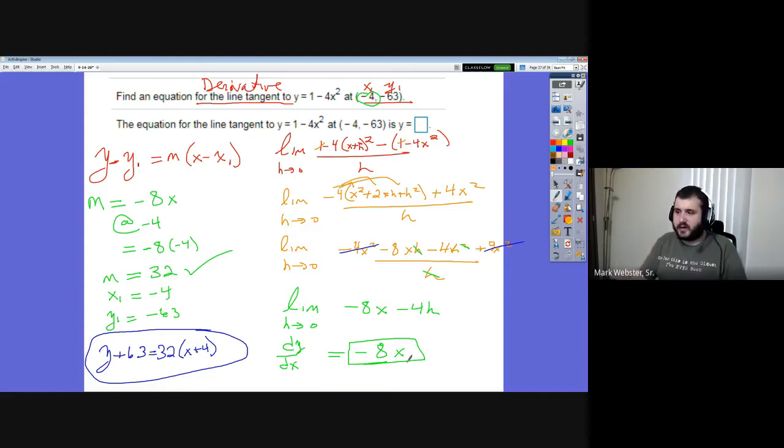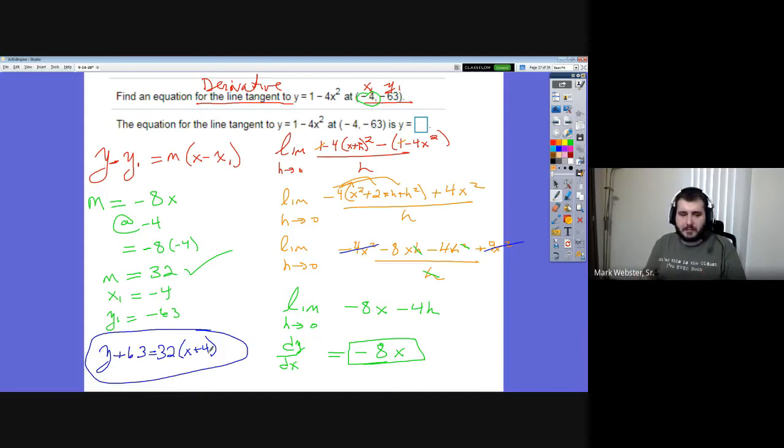Once you have found the derivative, now we can do the exact same thing that we've been doing all this time. What's the slope? Oh, I found it. What's my x1? What's my y1? Well, let's find the slope at the place where they want it, negative 4, right? So we find the slope at negative 4, throw negative 4 in where x goes, and get your slope of 32, right? Negative 8 times negative 4 is 32. x1 is negative 4. That's what they told us. y1 is negative 63. That's what they told us here. So now all we have to do is plug those things in, and there is our equation.